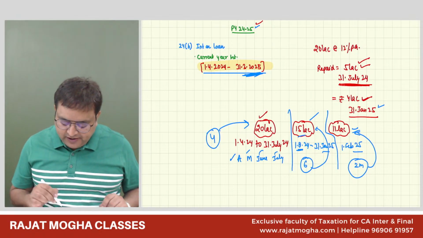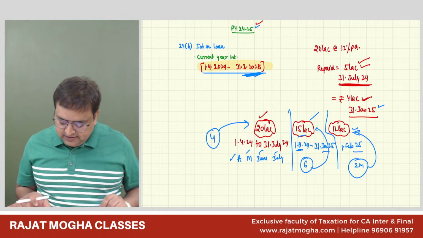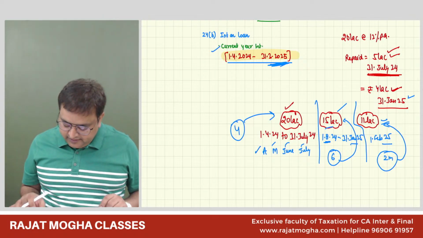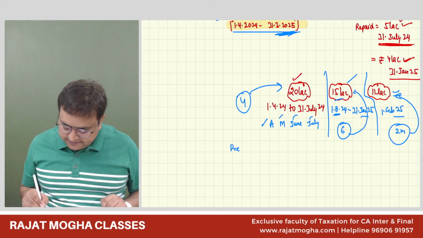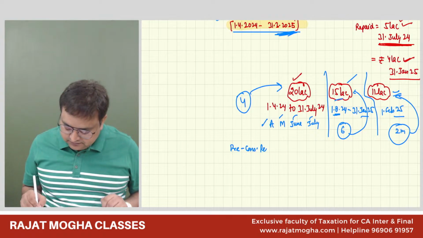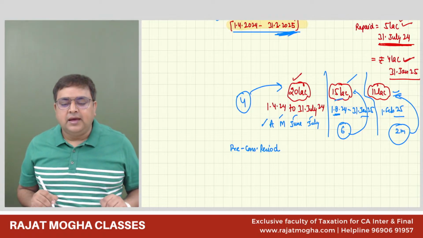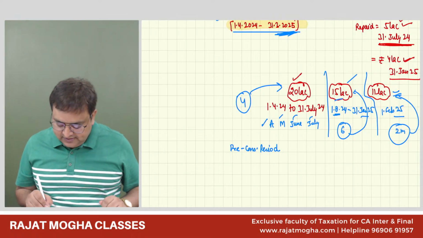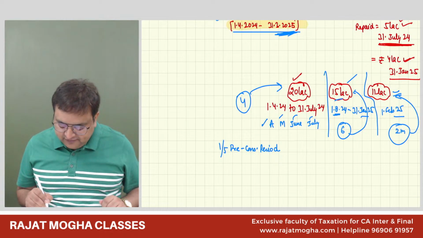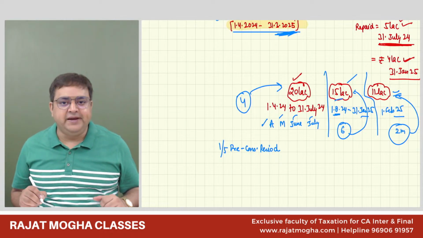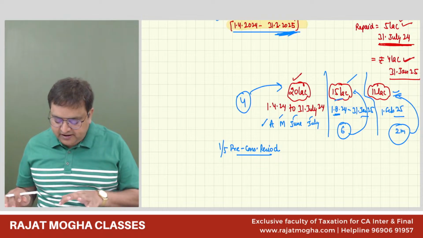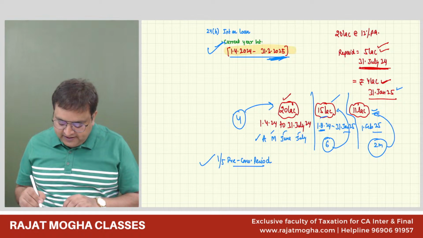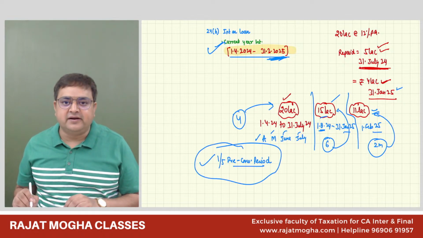Now the second part of 24B is pre-construction period interest. Current year plus pre-construction period. And we allow pre-construction period interest in 5 equal installments in the first 5 years. The first 5 years, we start from the year when the house is completed. So what is pre-construction period interest? 24B is the sum total of current year and the pre-construction period. Now let us understand what is pre-construction period interest.